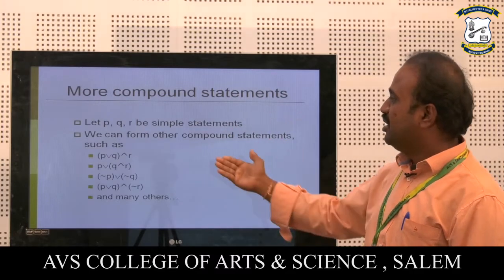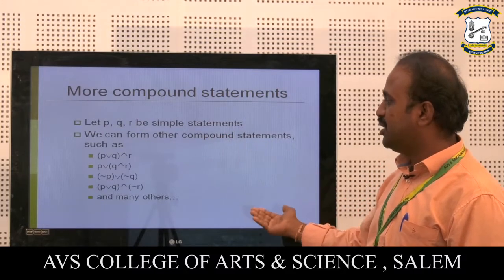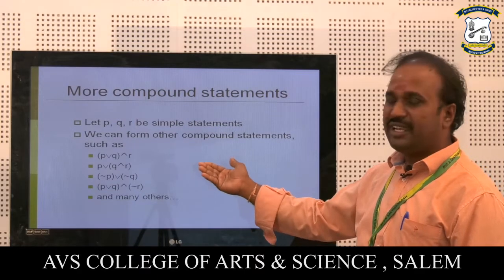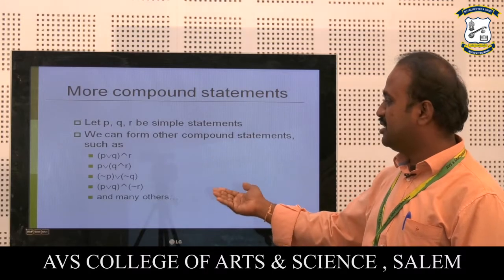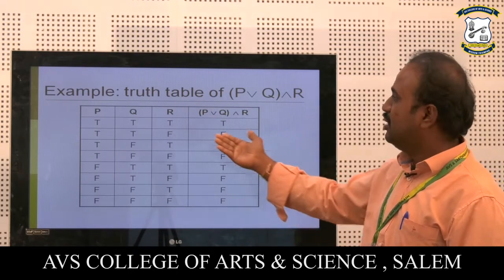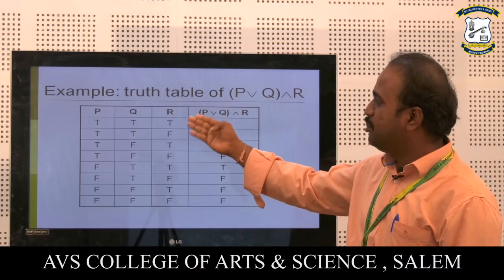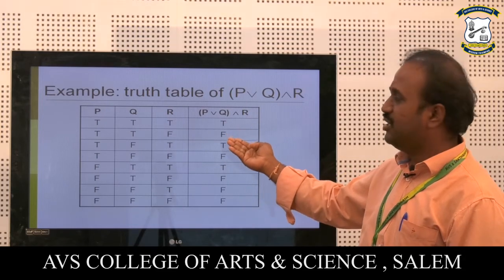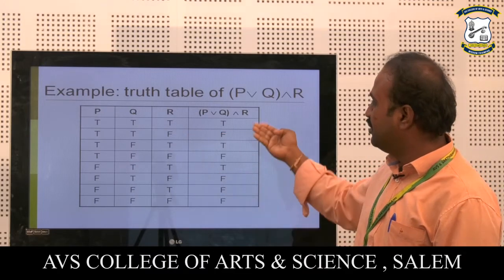More compound statements: let P, Q, R be simple statements. We can form other compound statements such as P or Q and R, negation P or negation Q, P or Q and negation R. Truth table for P, Q and R. P statement, Q statement, R statement are given. For true, true, true the result will be true, and for true, true, false the result will be false, and continue the process to get the results.